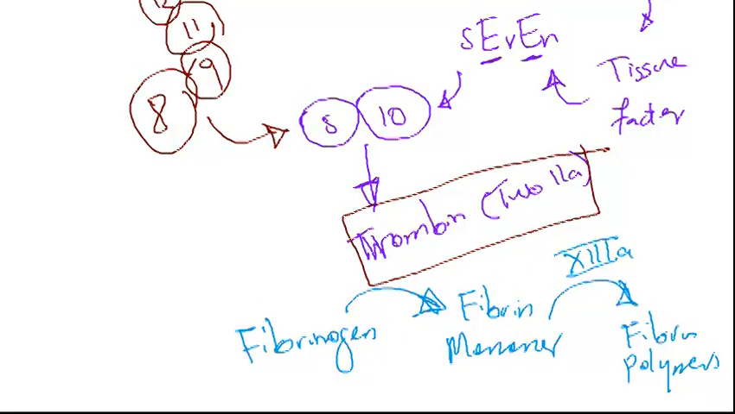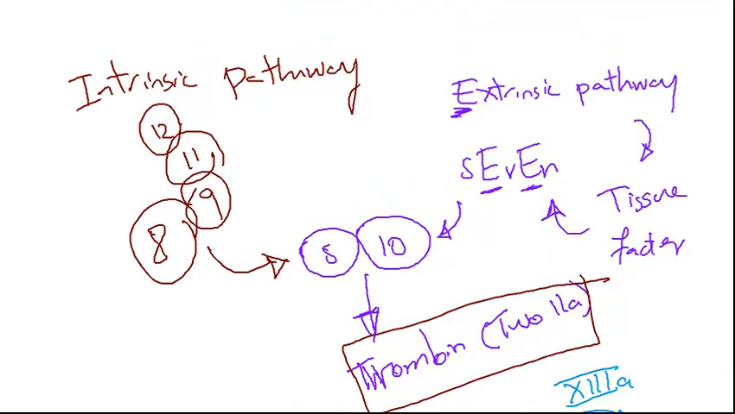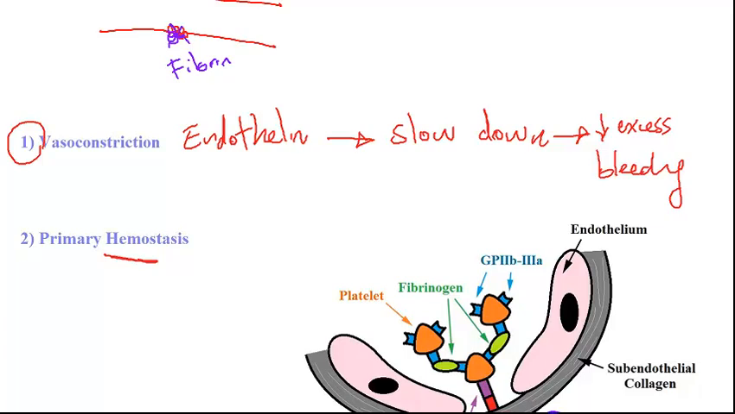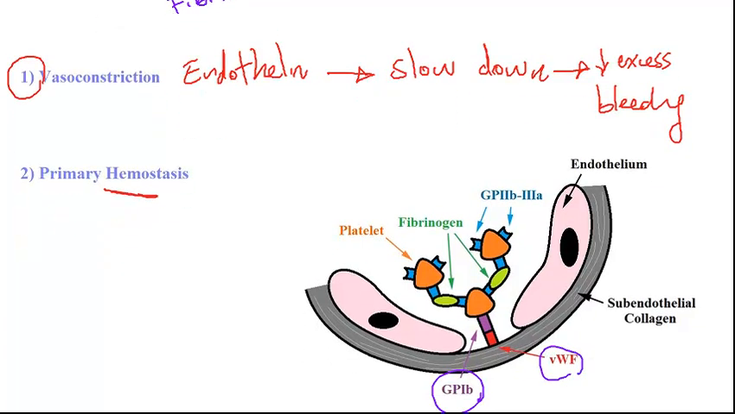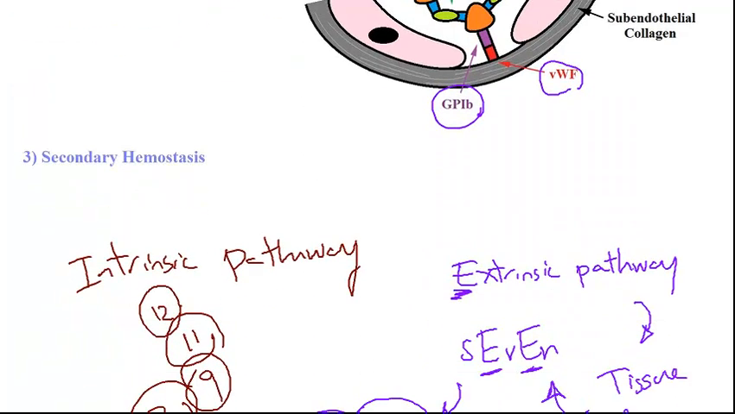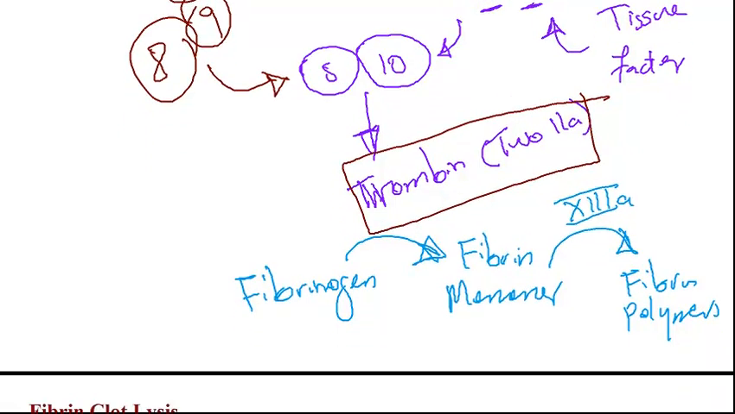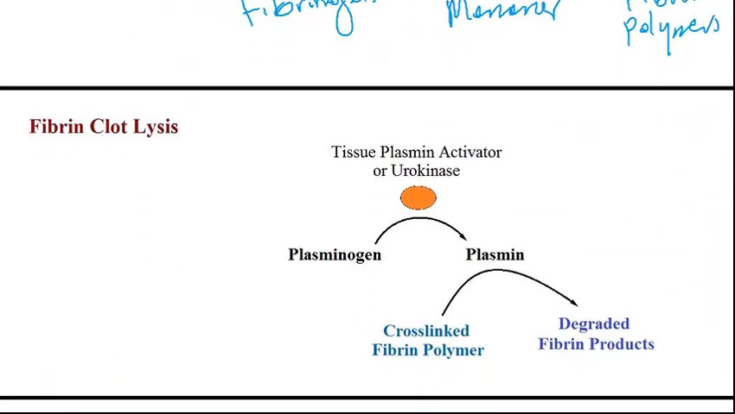All right, so that's about it. That was a review of the clotting mechanisms. So again, we depend on vasoconstriction, primary hemostasis where the platelets bind together, and then secondary hemostasis via either the intrinsic or extrinsic pathway.